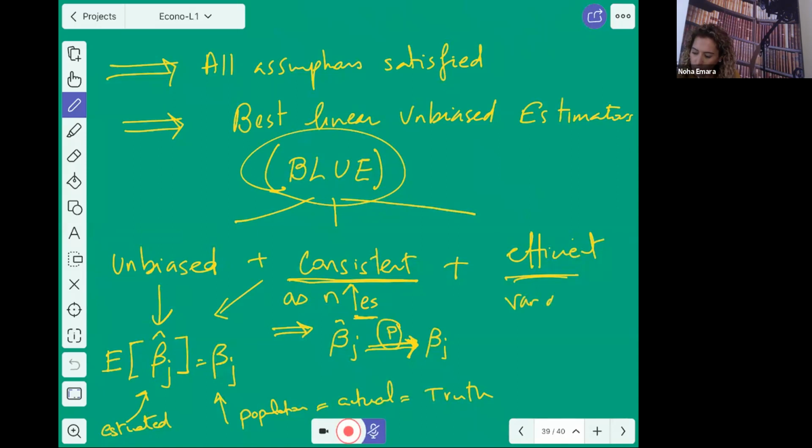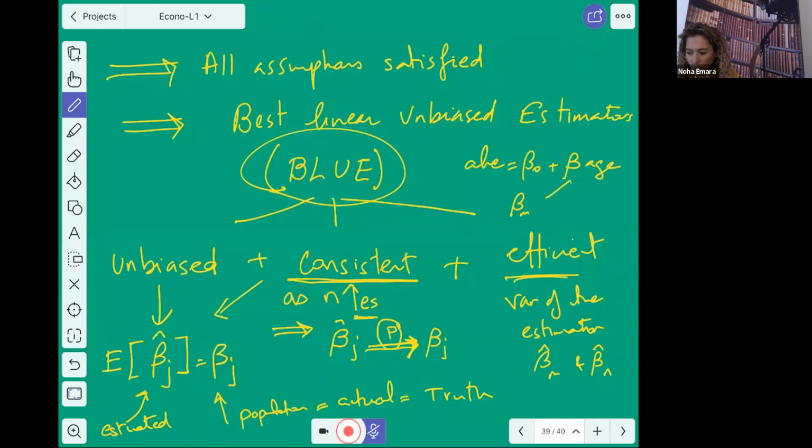So the variance of the estimator. If I have a choice between beta hat m and beta hat n, two estimators of the slope of the age variable. Here I have AHE equal to beta naught plus beta age. This beta can be beta m or beta n, like two numbers. Which one is better? Should I go with beta m or beta n? This is an estimated model, so I have the hats here and two options.